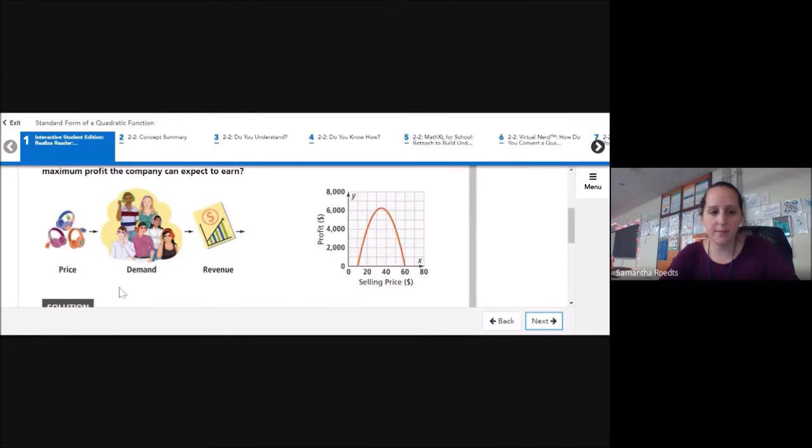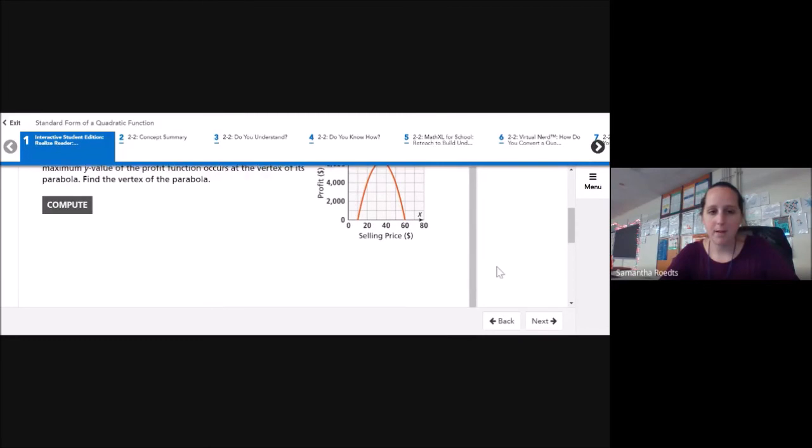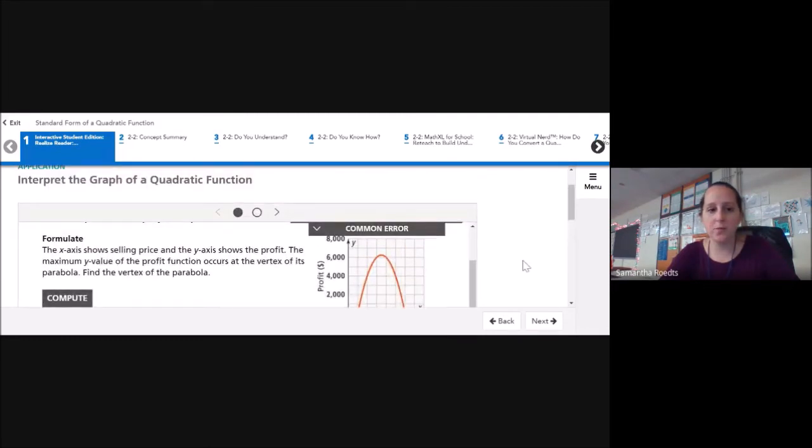Okay, so here's my parabola. All right, so the first thing I want to do is formulate. The x-axis shows the selling price and the y-axis shows the profit. The maximum y value of the profit function occurs at the vertex of its parabola. So I want to find the vertex.